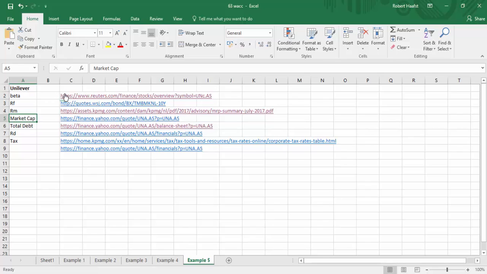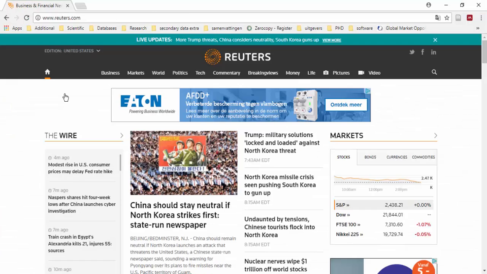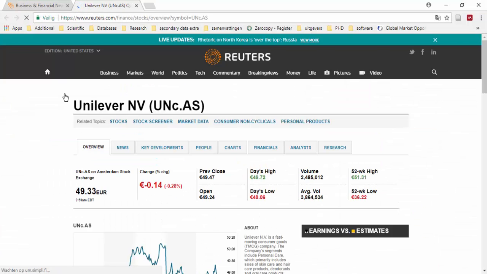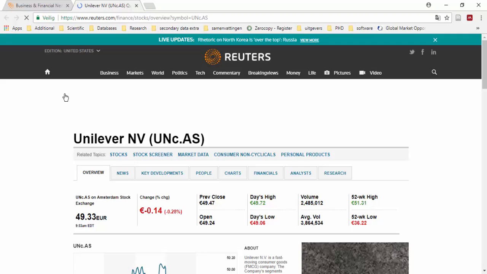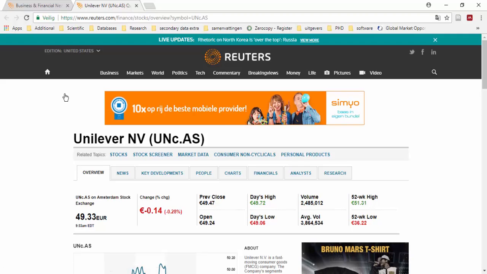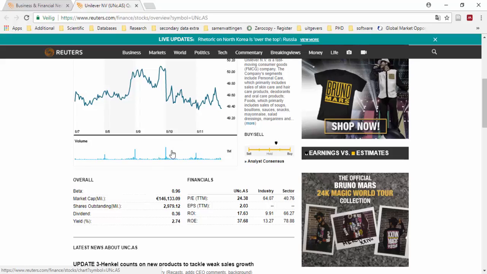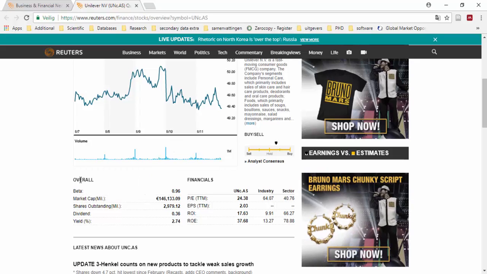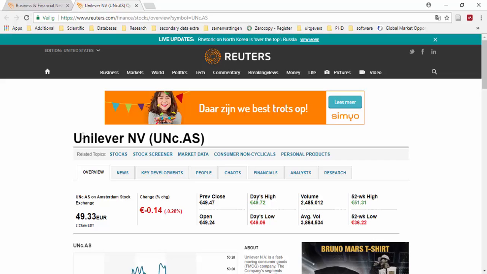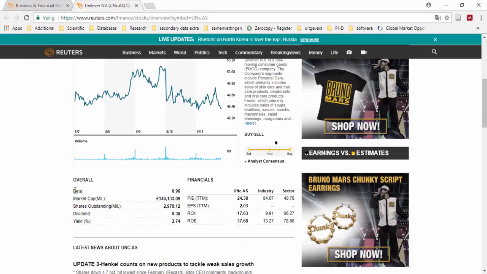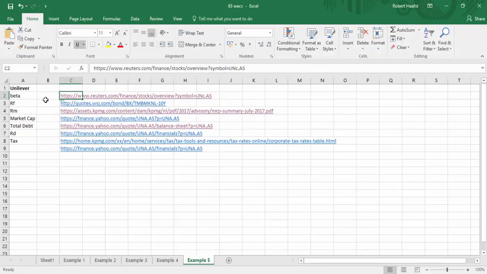So first for our beta. Many financial websites, Reuters, Bloomberg, Yahoo Finance, Capital IQ, S&P, you name it, most of them report the beta for every kind of stock. So here, if we go down to our overall information for Unilever, by the way, we see a beta of 0.96. So let's get back to Excel and fill it in.